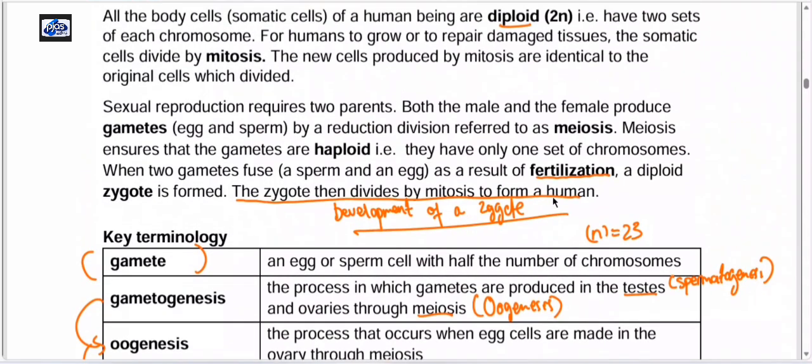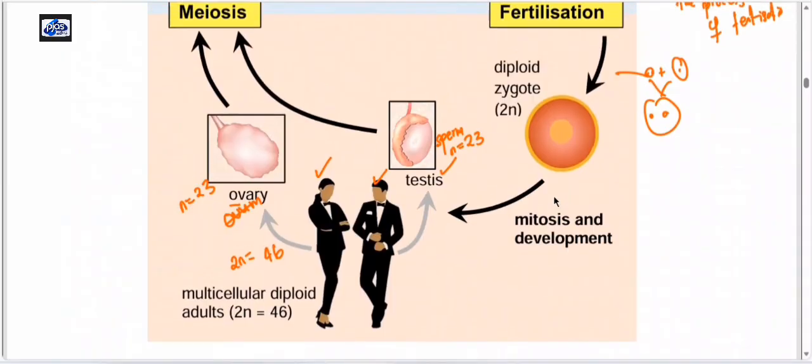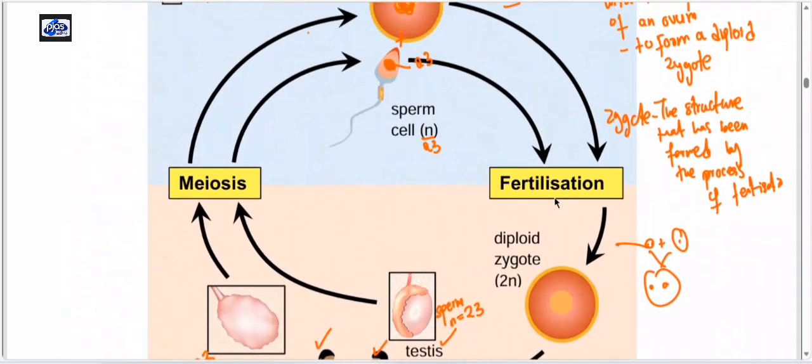All right, so this was just the introduction to what you need to understand of human reproduction. So good people, stay tuned.